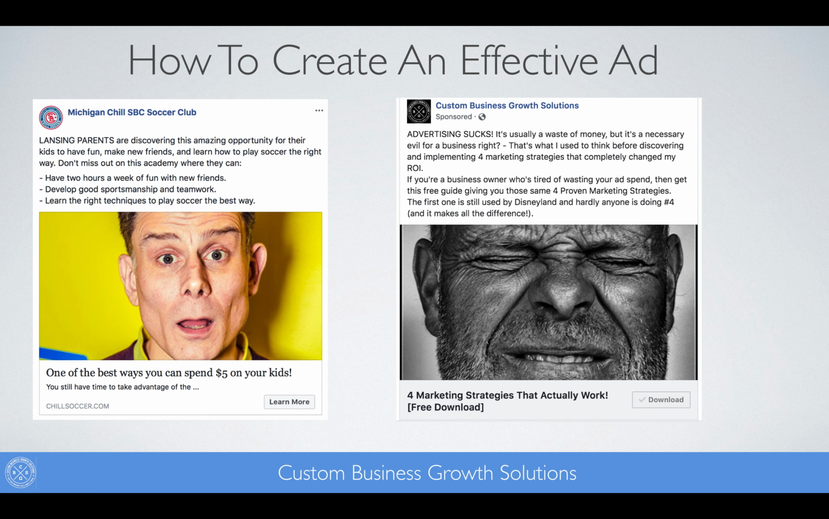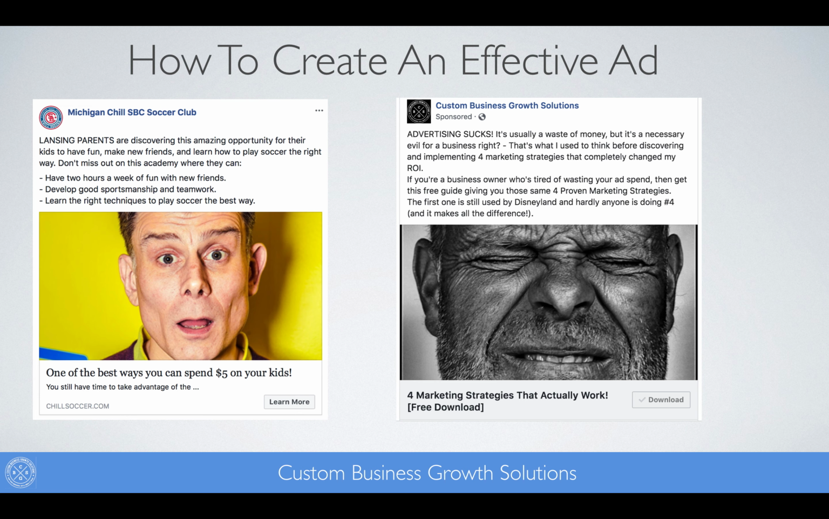Bright yellow picture, surprised look. That's an advantage of Facebook. Nice, pick a good image. But Lansing parents are discovering this amazing opportunity for their kids to have fun, make new friends, and learn how to play soccer the right way. Sounds interesting. Those are all the benefits, the interesting benefits. Don't miss out on this academy. So there's urgency.